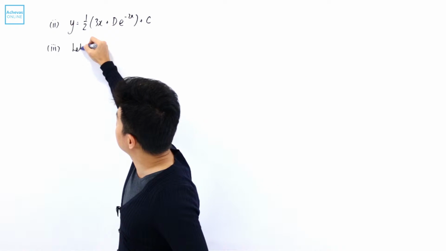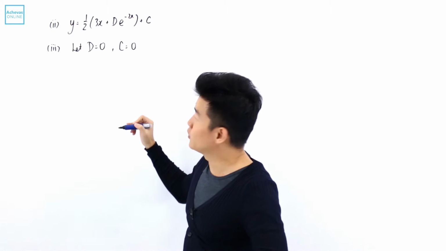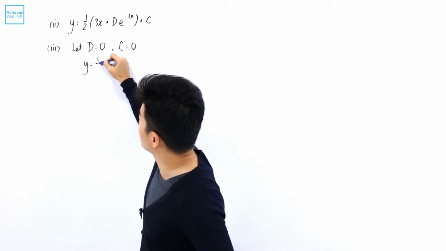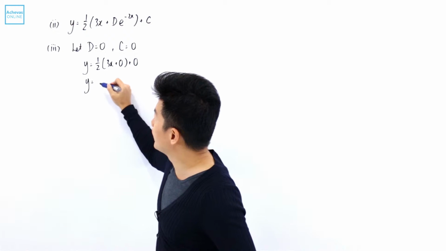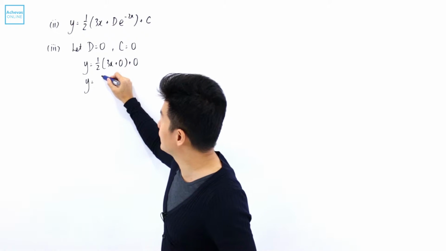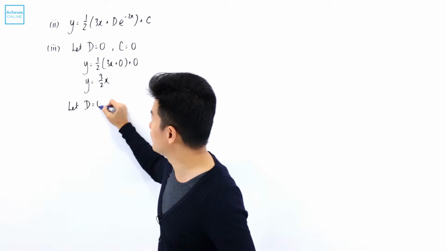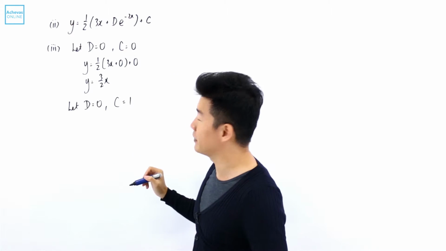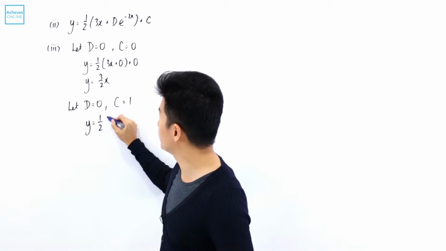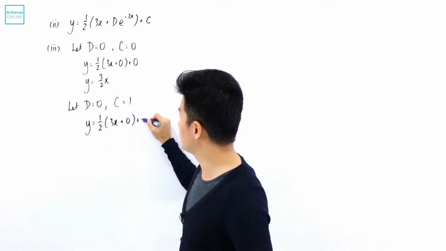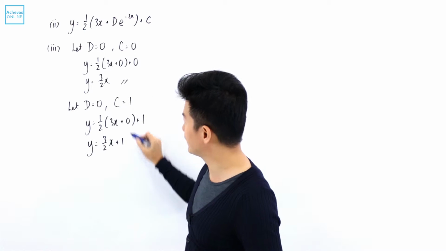So if I were to let d be equal to 0 and c be equal to 0, what I'm going to get is y equals 1 over 2 times 3x plus 0 plus 0. That is why one of the members of the family of curves that is a straight line can be 3 over 2 x. And if I were to once again let d be equal to 0 and c be something else, let's say 1, I'm going to get another straight line too. If I sub this in, y equals 1 over 2 times 3x plus 0 plus 1. So y is equal to 3 over 2 x plus 1. So these are the two possible curves.